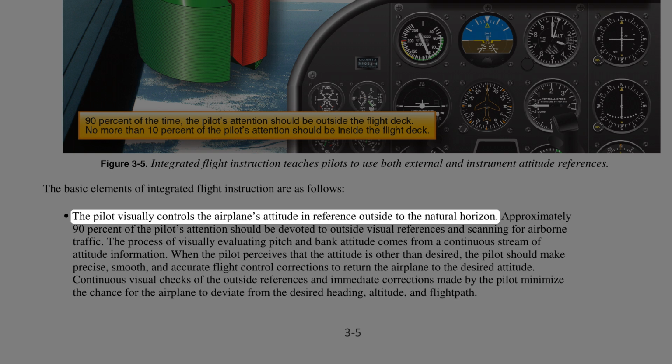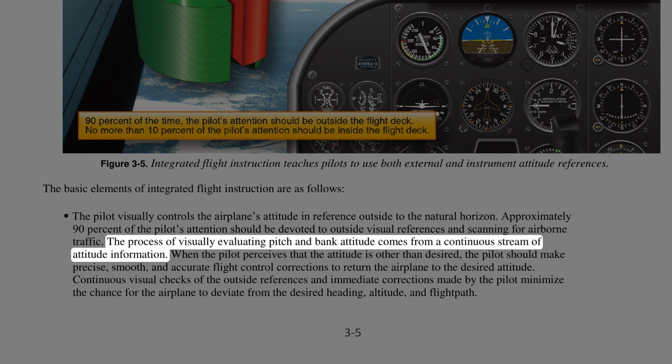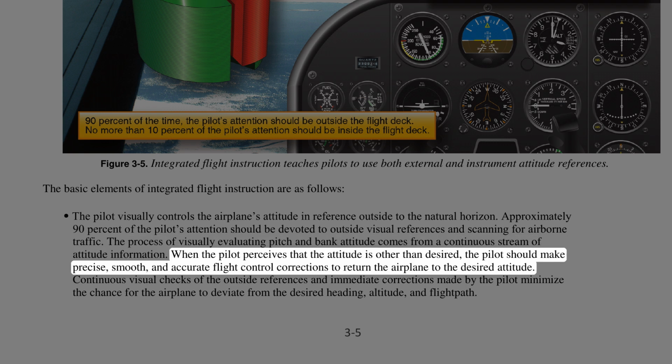The pilot visually controls the airplane's attitude in reference outside to the natural horizon. Approximately 90% of the pilot's attention should be devoted to outside visual references and scanning for airborne traffic. The process of visually evaluating pitch and bank attitude comes from a continuous stream of attitude information. When the pilot perceives that the attitude is other than desired, the pilot should make precise, smooth, and accurate flight control corrections to return the airplane to the desired attitude.